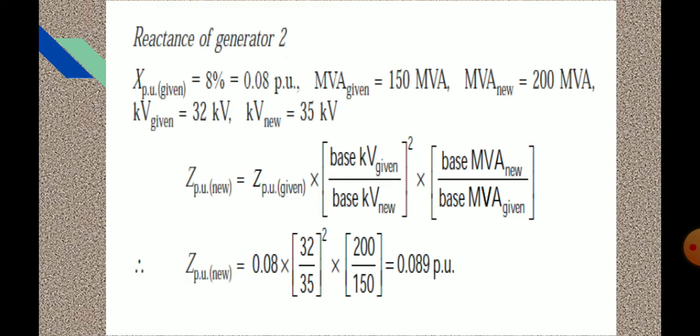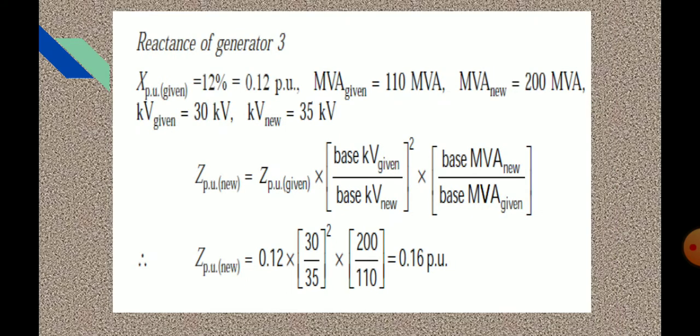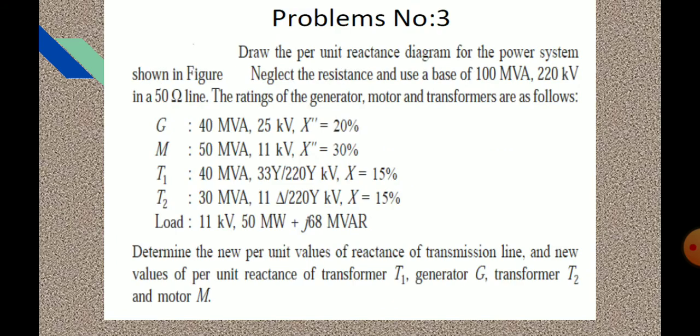Next is the reactance of generator 2. Here also the values are given in the question itself. We follow the same procedure and substitute the given values in this formula, so the final value is 0.089 per unit. Next, the same thing for the reactance of generator 3 using the formula. The values are given correctly with the appropriate units, so we simplify in this formula and write the final value in per unit.